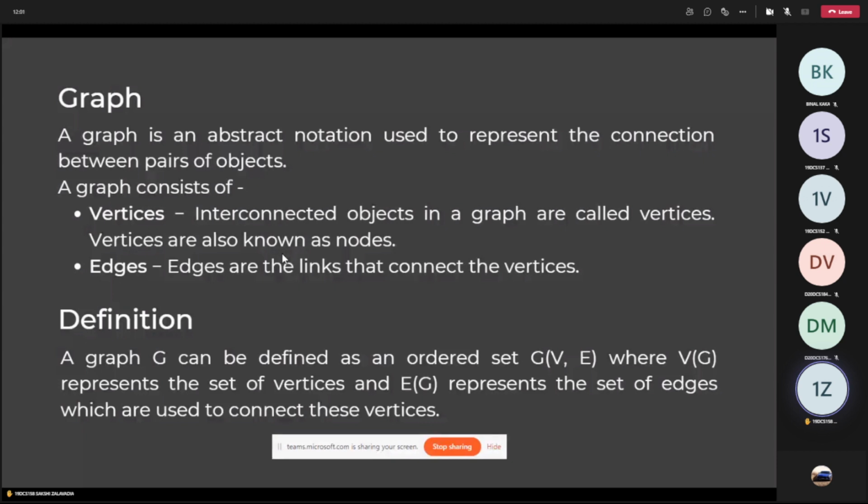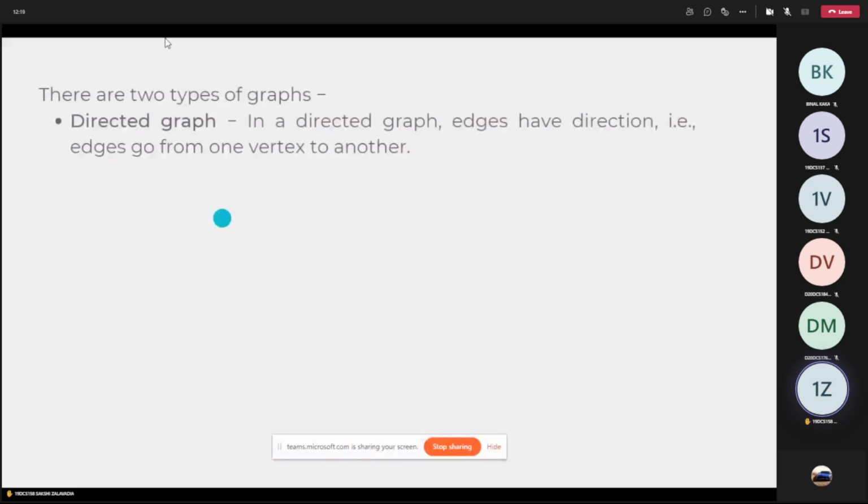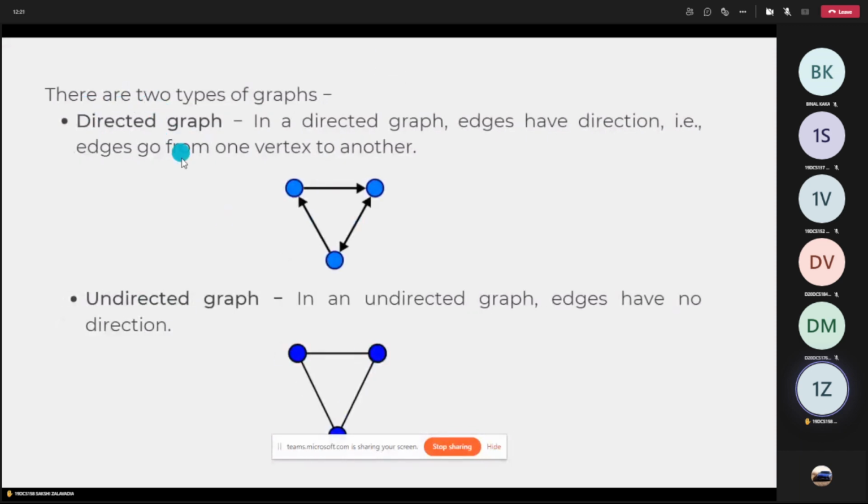A graph G can be defined as an ordered set G of V and E, where V of G represents the set of vertices and E of G represents the set of edges, which are used to connect the vertices. There are mainly two types of graph: directed graph and undirected graph. In a directed graph, edges have direction, so an edge can move from one vertex to another, and in an undirected graph, the edges do not have any direction.